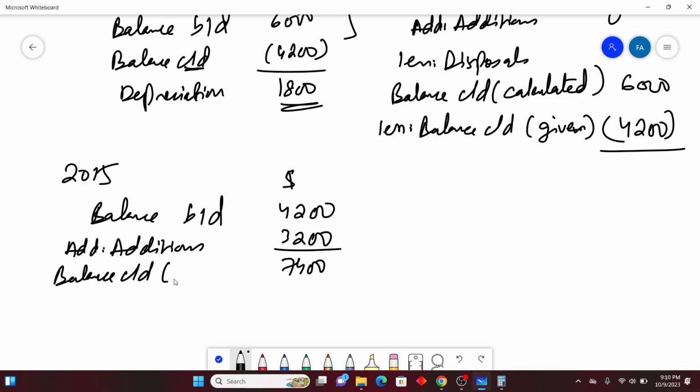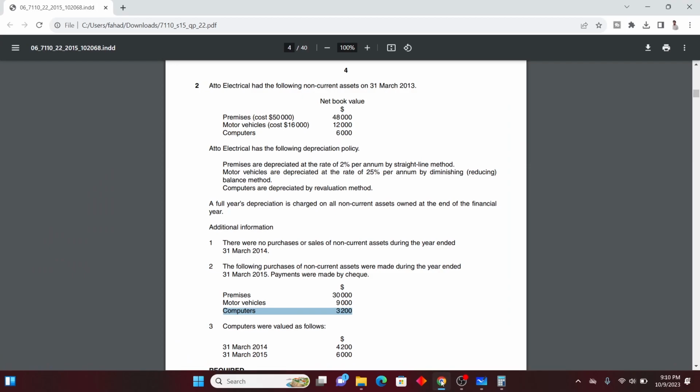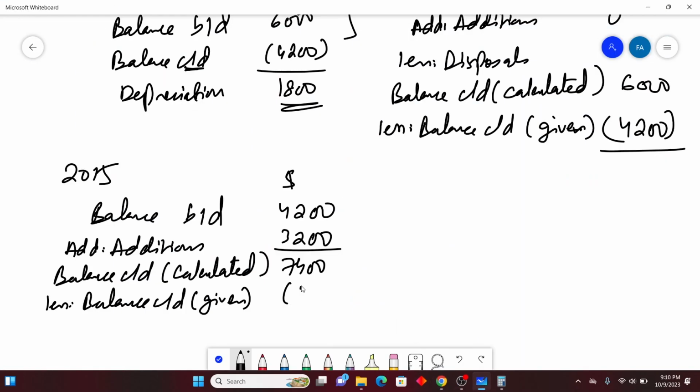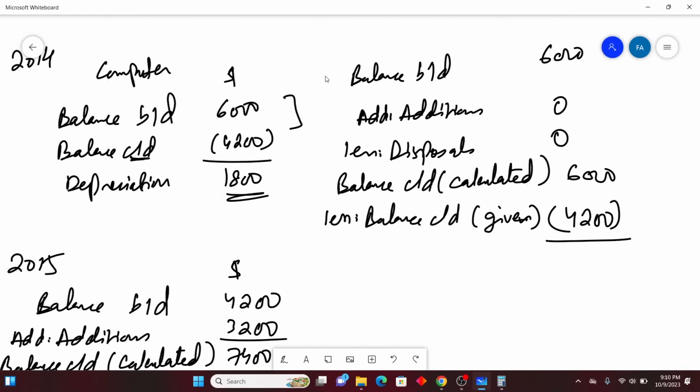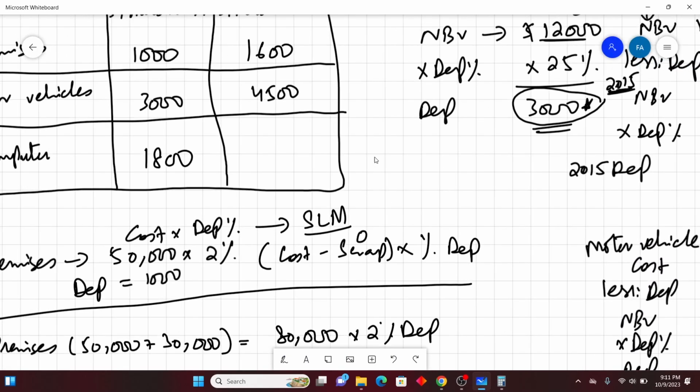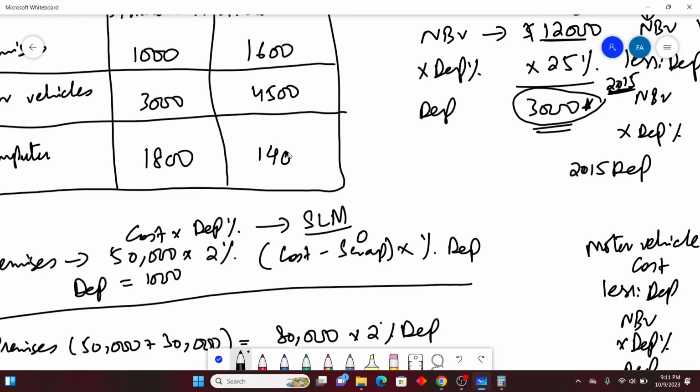This is the balance CD which is calculated. I deduct the balance CD which is given in the question. The difference is always the depreciation. How did I get 6,000? This is given in the question, 6,000 was already given. So I deduct it, and I'll get 1,400, which is the depreciation. I hope you understood this question. If you did not understand, then you can go back and learn all the instructions. So this is 1,400.